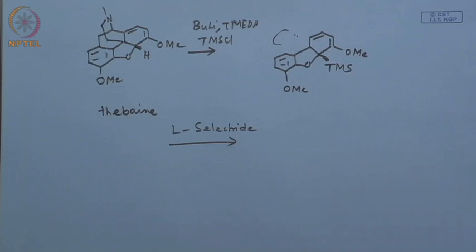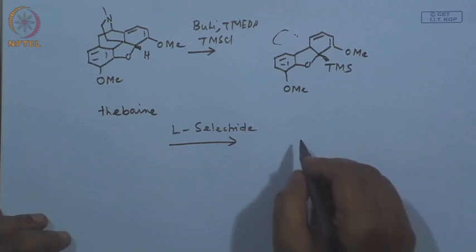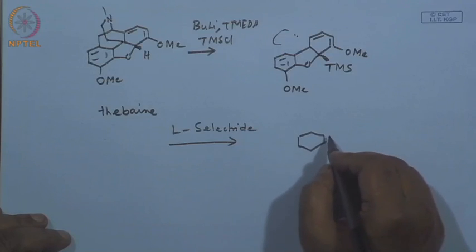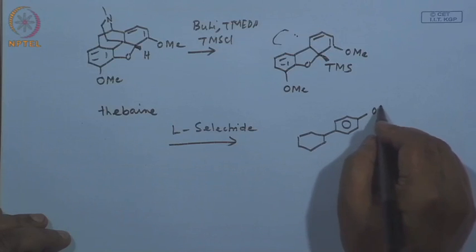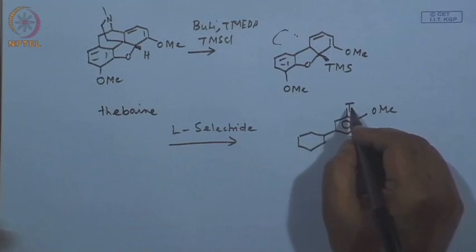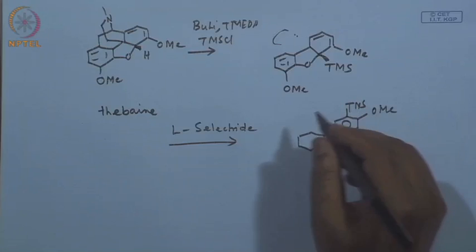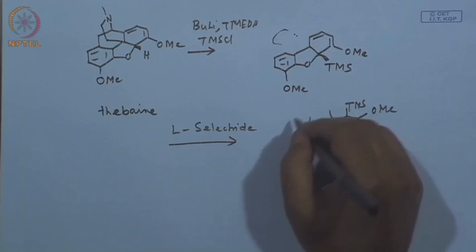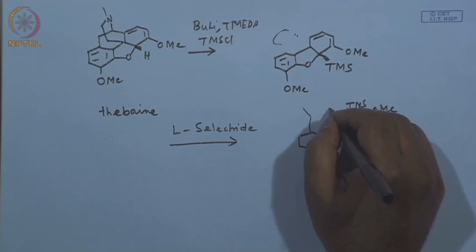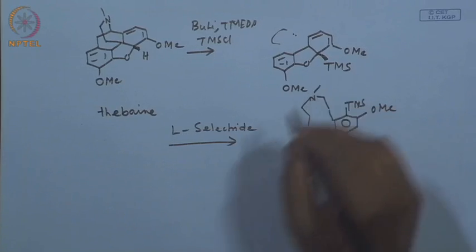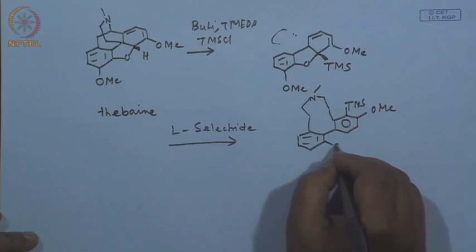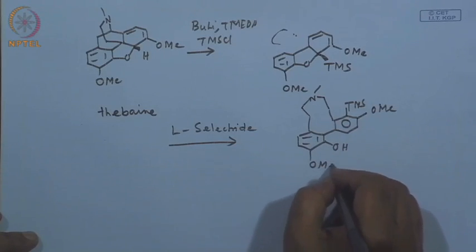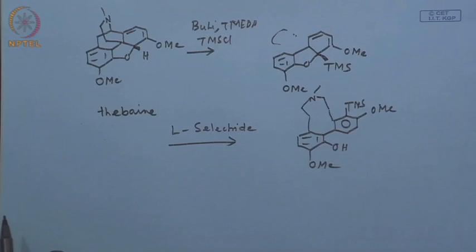L-Selectride would give you a rearranged product. I will write the rearranged product, you try to figure out the mechanism. Okay. In the next class, you try to figure out the mechanism. This OMe, TMS, this, then this is a ring expanded product and OMe. Okay. You figure out the reaction, and L-Selectride, anybody knows?